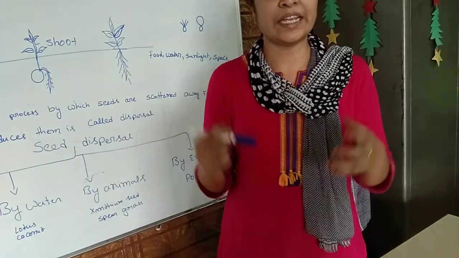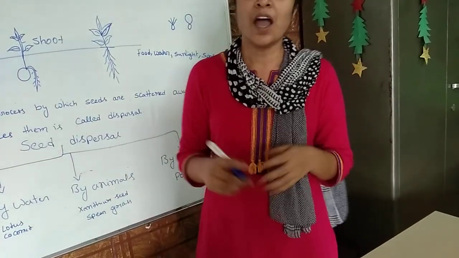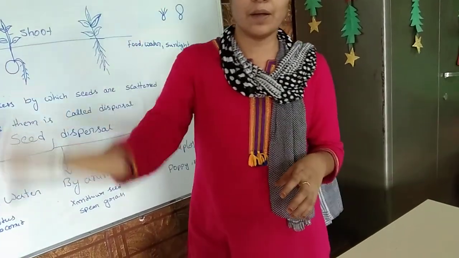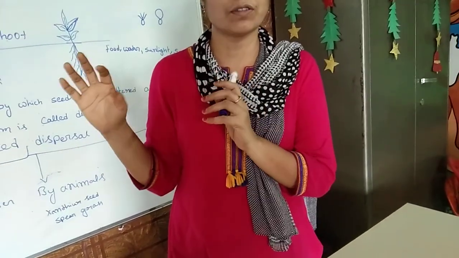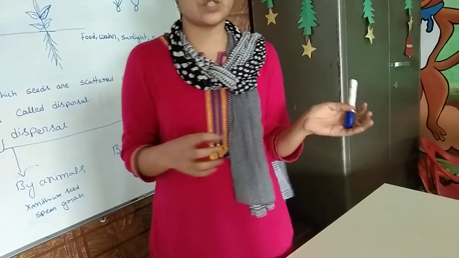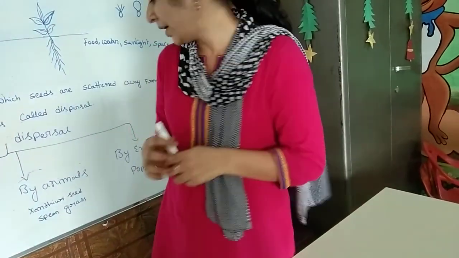Even human beings eat different types of fruits. After eating, we throw out the seeds. We are not eating the seeds. We just throw out the seeds, no? So in this way also scattering of the seeds will take place.